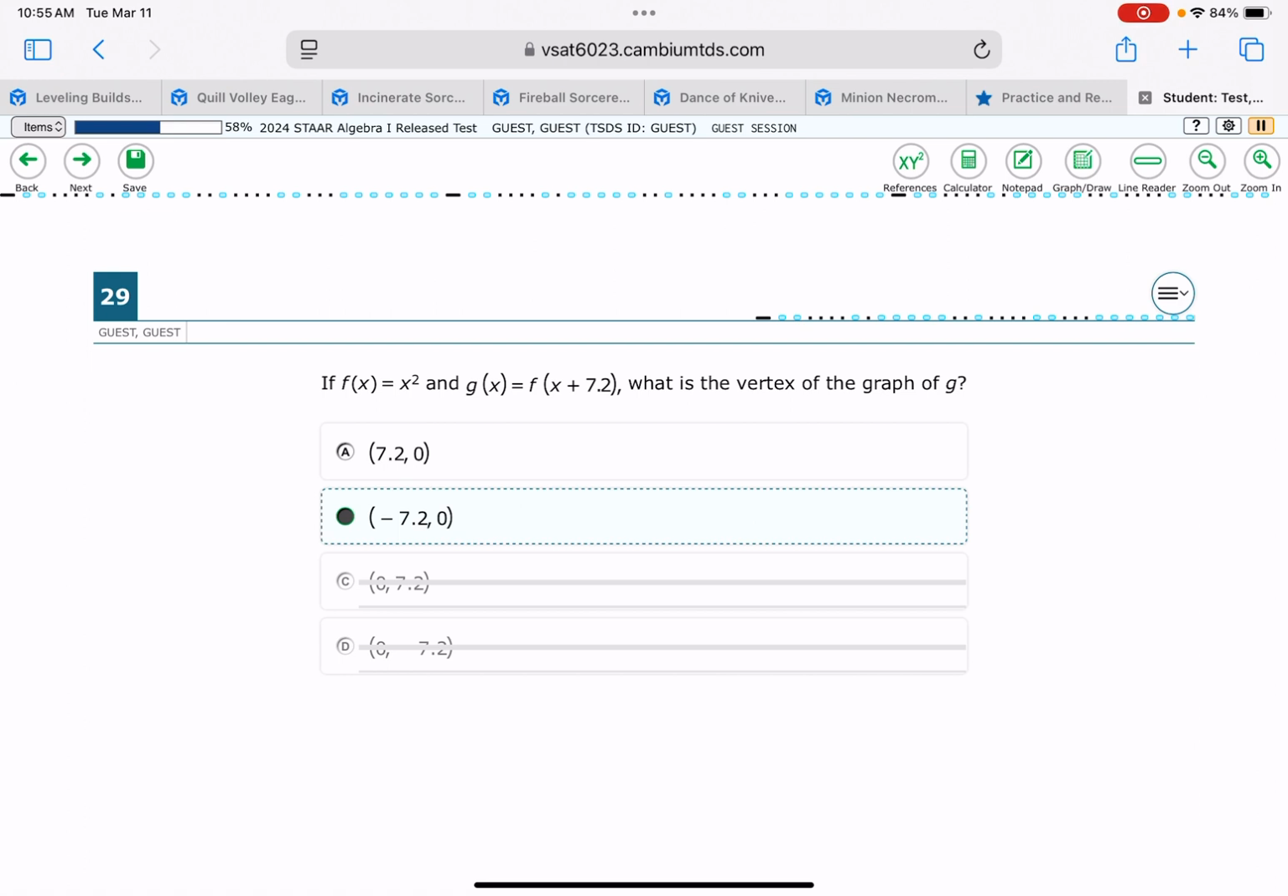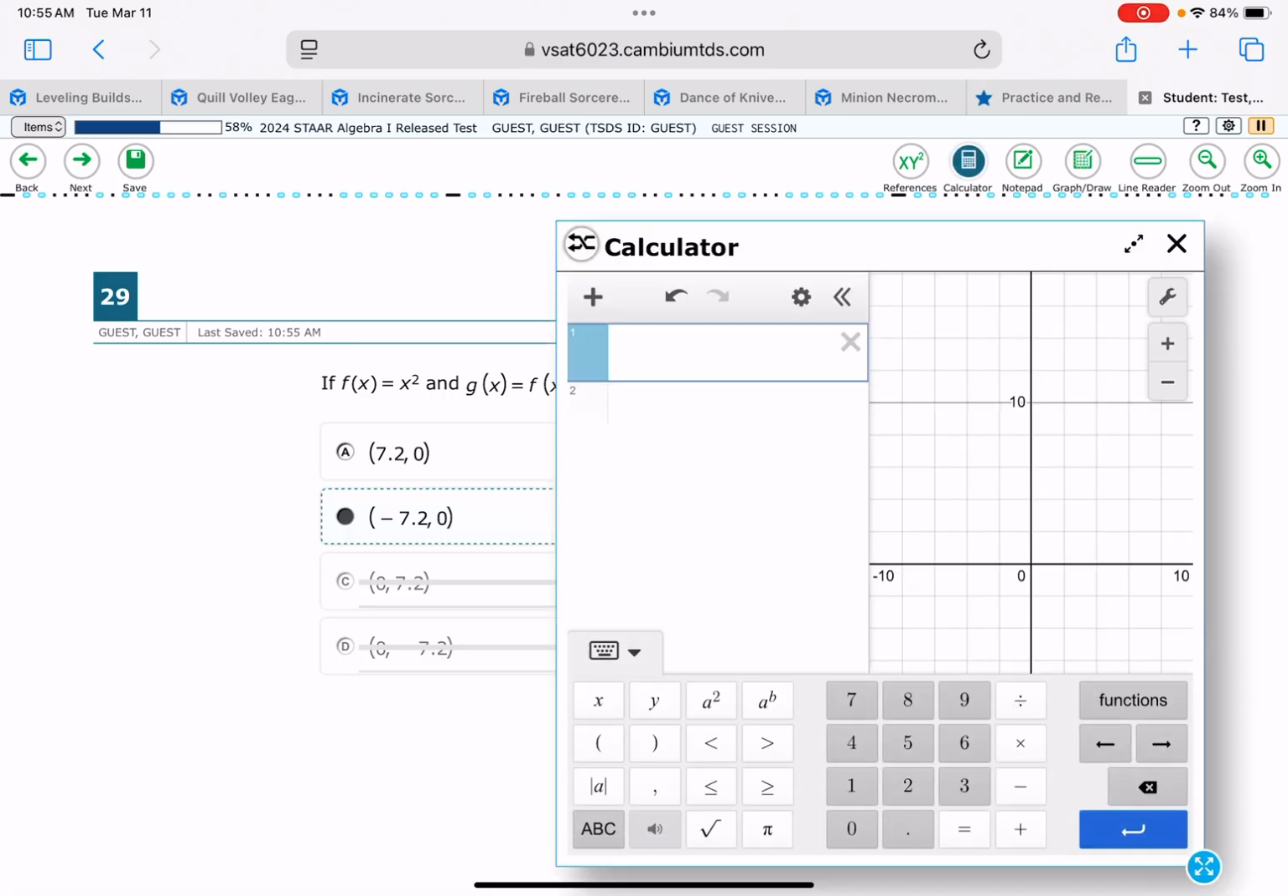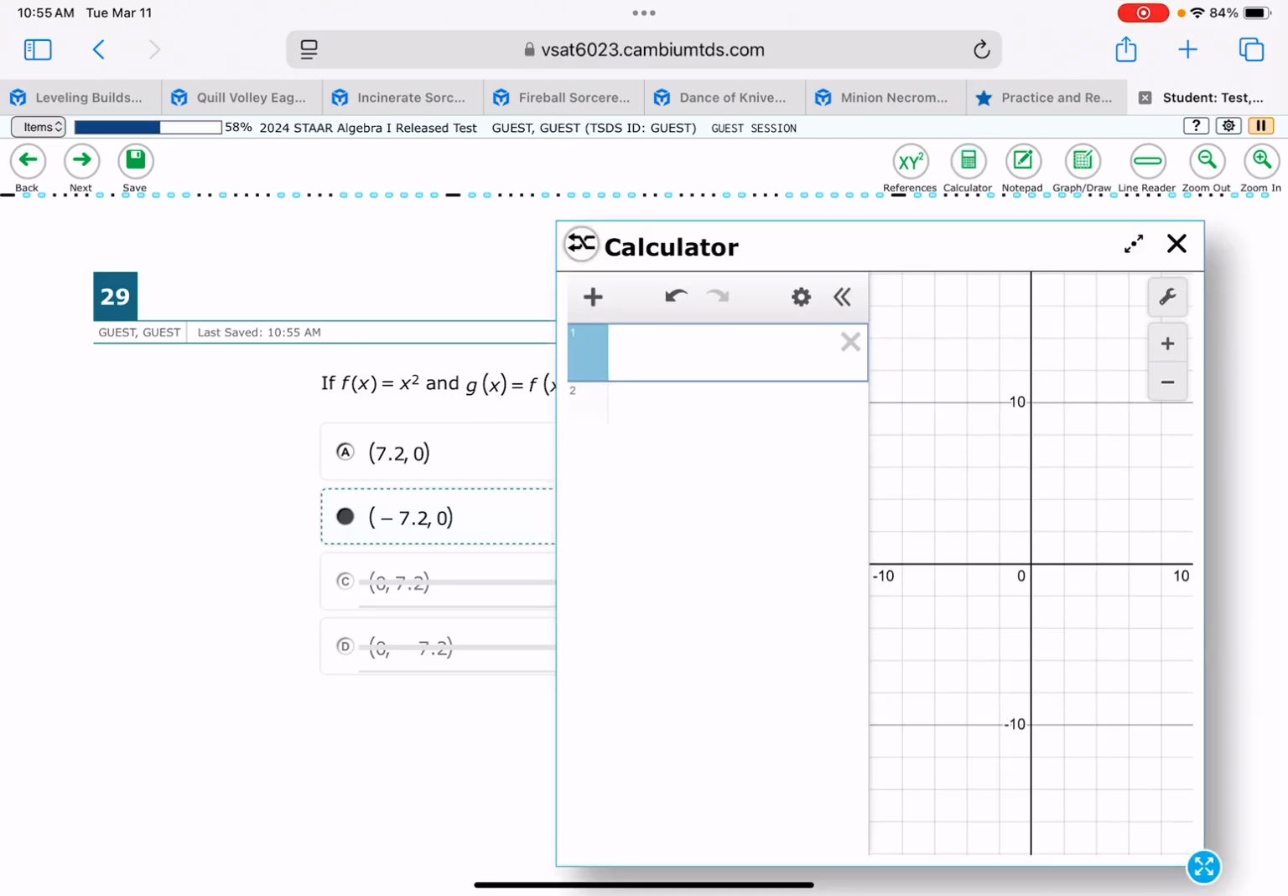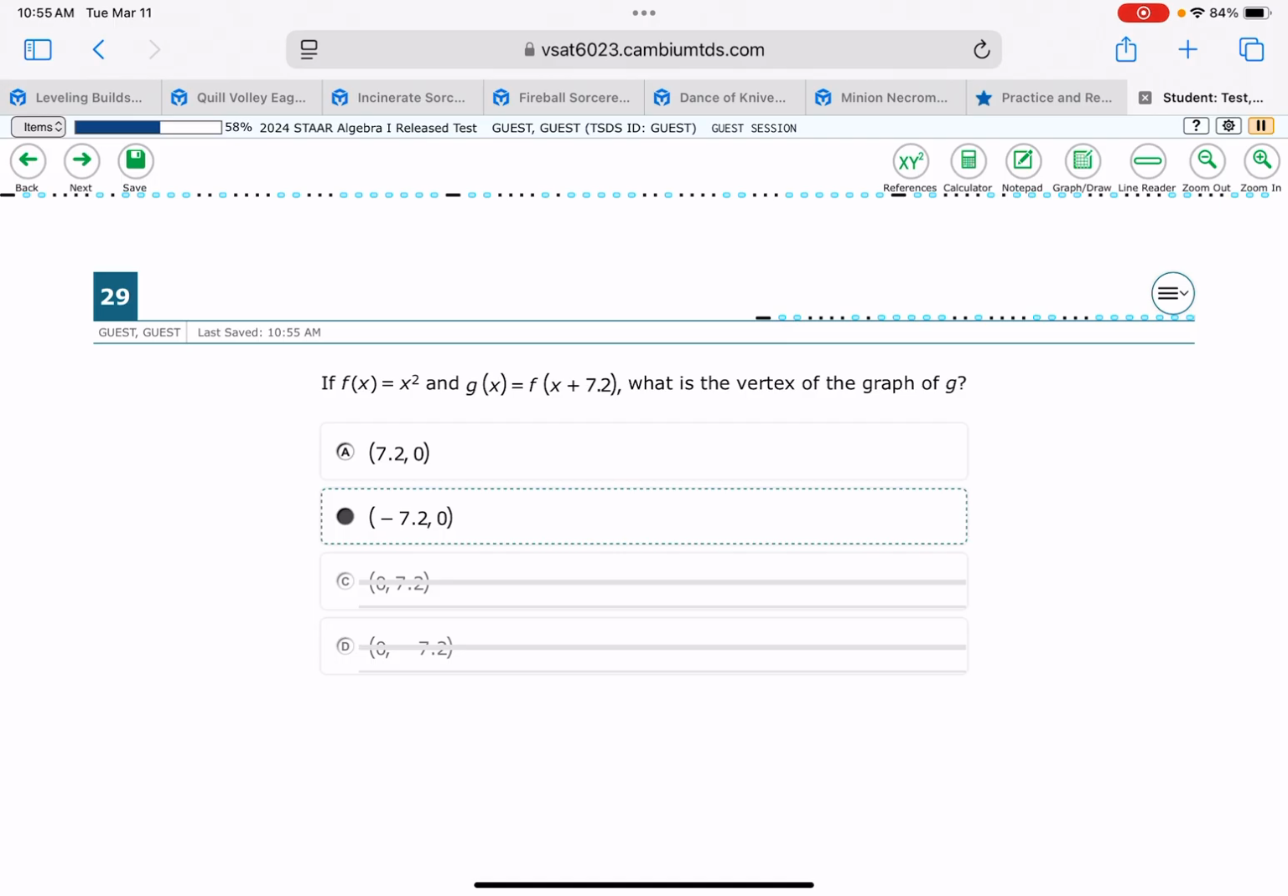Now, worst comes to worst, you can actually go ahead and graph it in your calculator. You can graph it here on your TI-84. And you can see how it changed from the parent function.